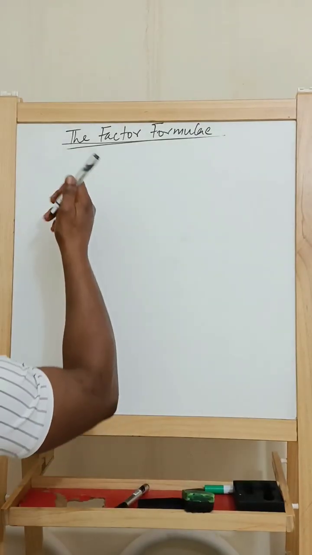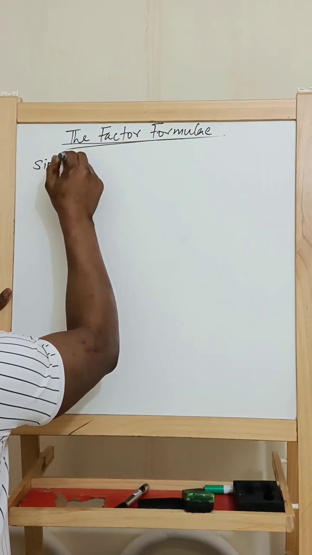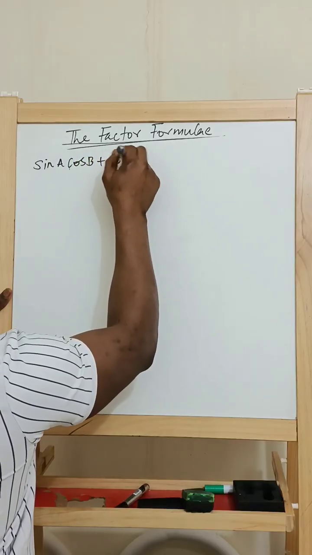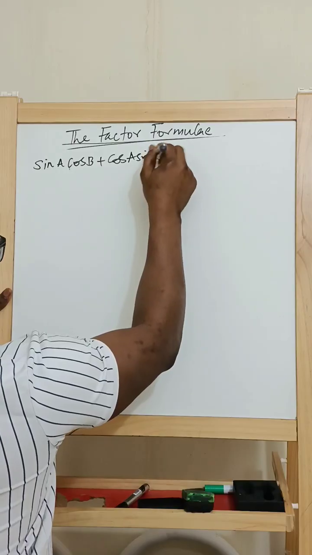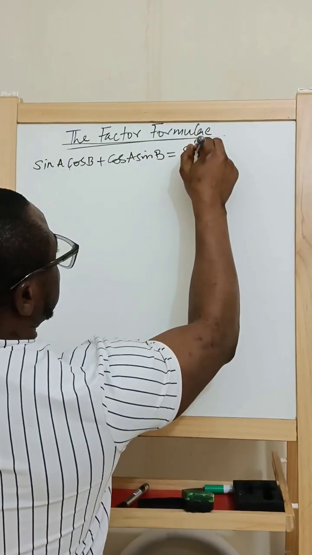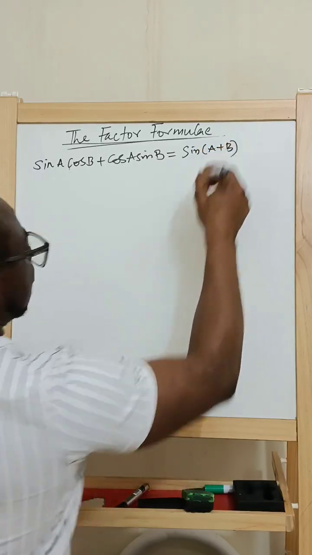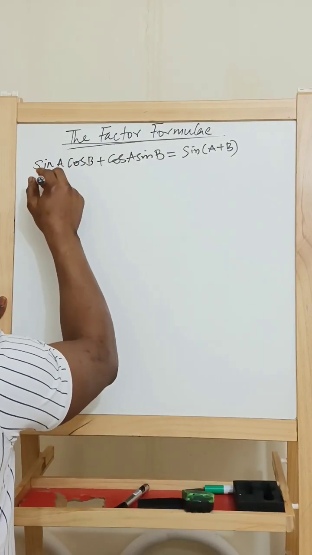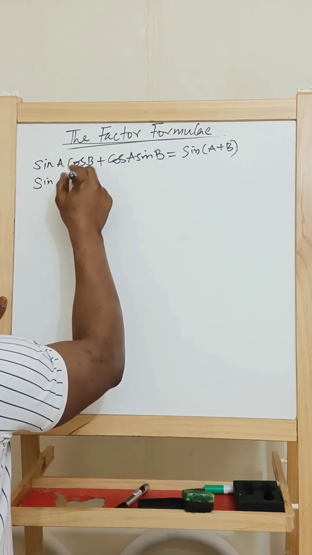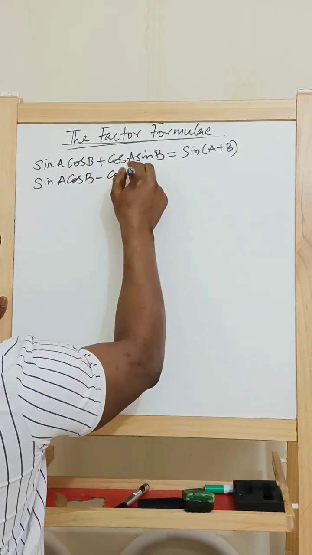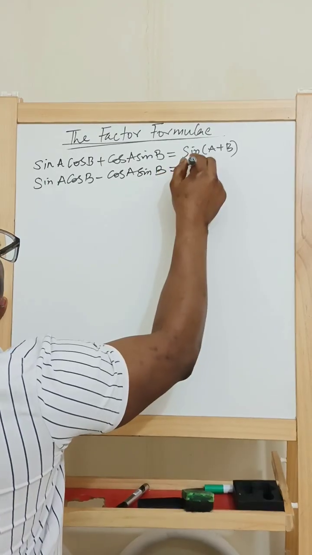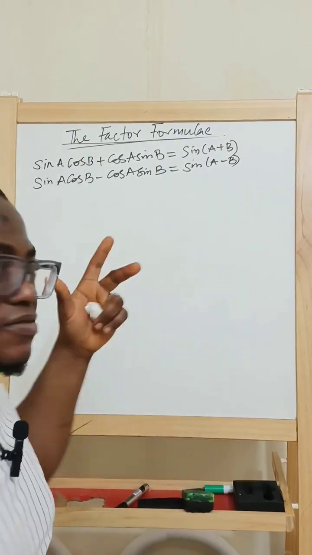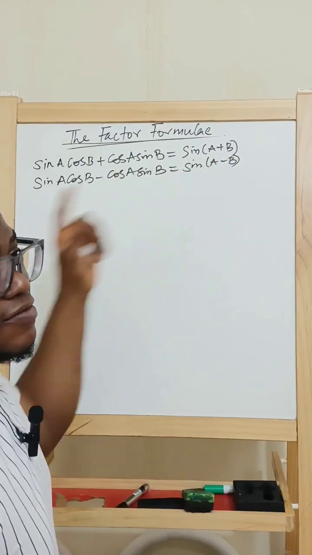Okay, so when we have an expression like this, sine A cos B plus cos A sine B, we know this, of course, is sine A plus B, the compound angle formula. Then also sine A cos B minus cos A sine B is going to be sine A minus B, right? This is the compound angle, and when this is negative, this is negative.